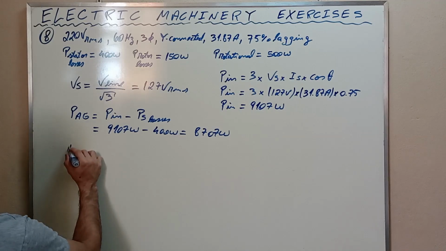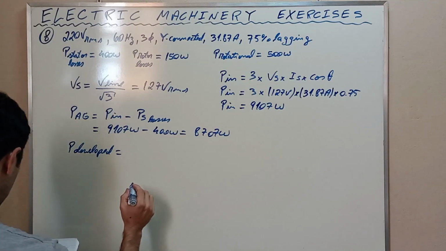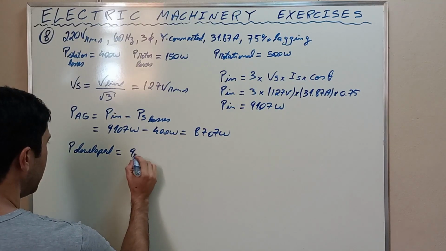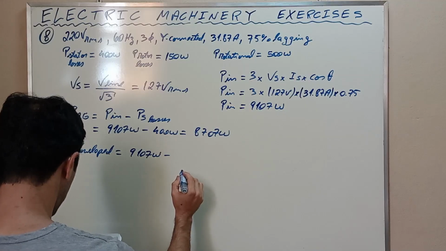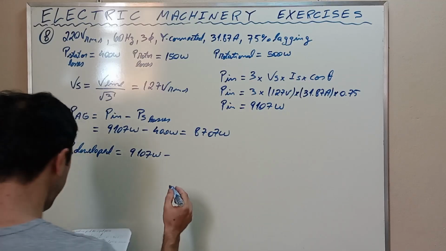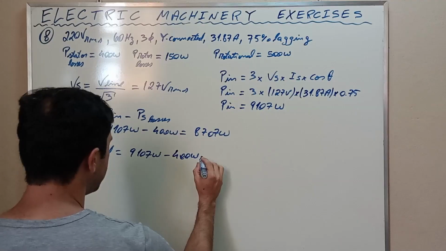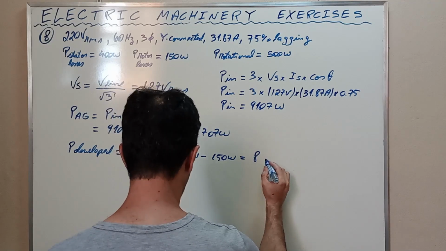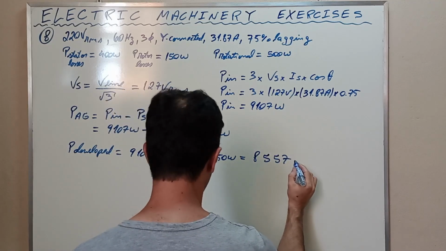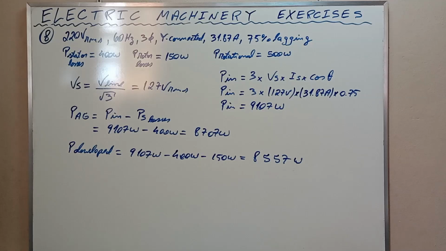The developed power is the input power minus the copper losses. The developed power is equal to the input power, 9,107 watts, minus all copper losses, the stator copper losses and the rotor copper losses, 400 watts minus 150 watts, and this is equal to 8,557 watts.